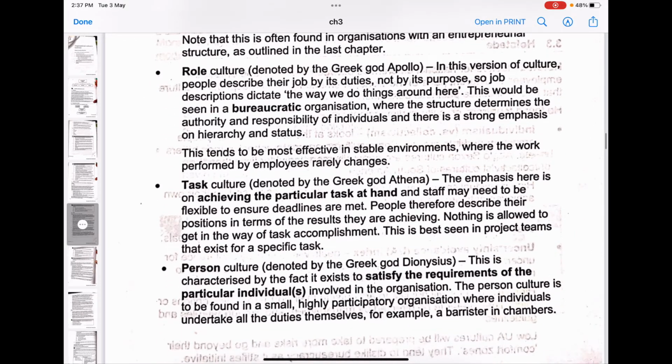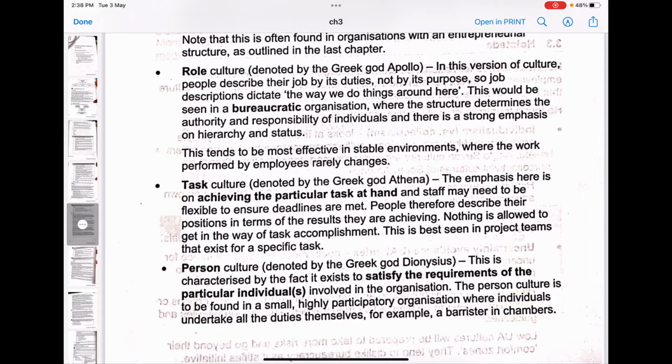Now we have role culture, which is denoted by the Greek god Apollo. In this version of culture, people describe their job by its duties, not by its purpose. So, job descriptions dictate the way we do things around here. This would be seen in a bureaucratic organization where the structure determines the authority and responsibility of individuals, and there is a strong emphasis on hierarchy and status. This tends to be most effective in stable environments where the work performed by employees rarely changes.